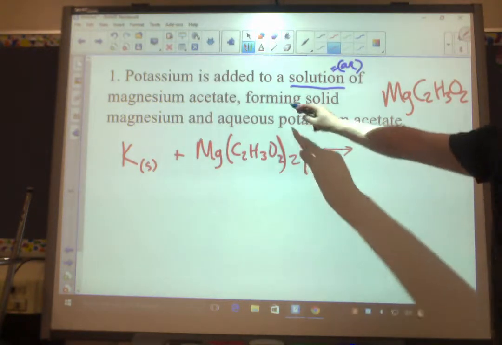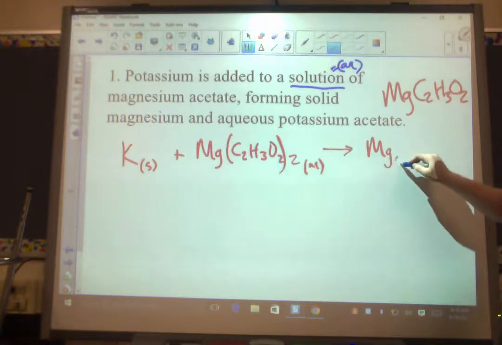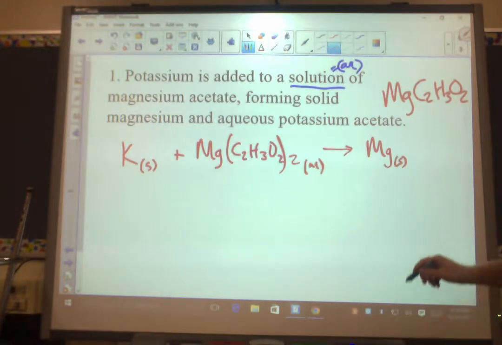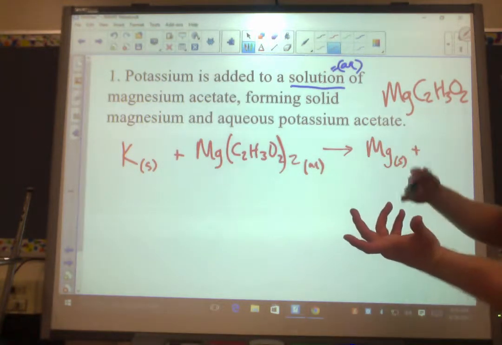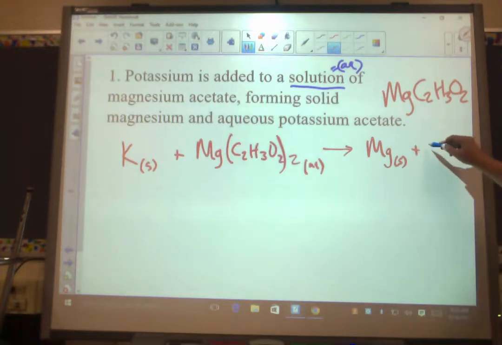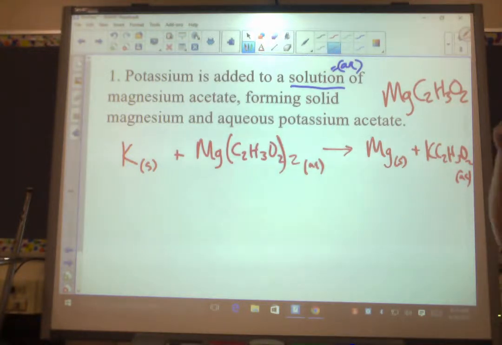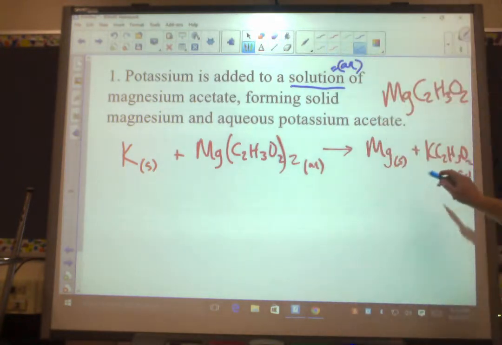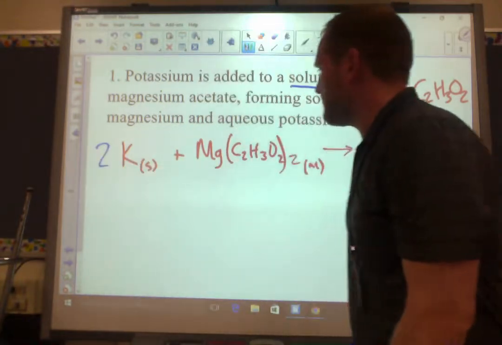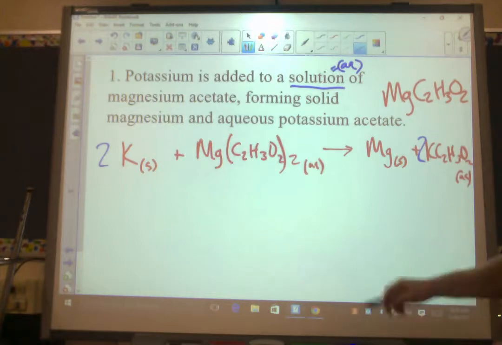All right, yields or forming solid magnesium, so that's going to be Mg solid. Again, metals act as lone elements. And aqueous potassium acetate. So potassium is K+, acetate is C2H3O2 minus. So we just write KC2H3O2, and that's aqueous. So we can squeeze that in here. Okay. So that's the equation. Now we have to go back and balance it. So let's see. I notice I have 2 acetates here. So I'm going to need 2 acetates there. That gives me 2 potassiums, 2 potassiums, 1 magnesium, 1 magnesium. We're balanced. 2, 1, 1, 2.